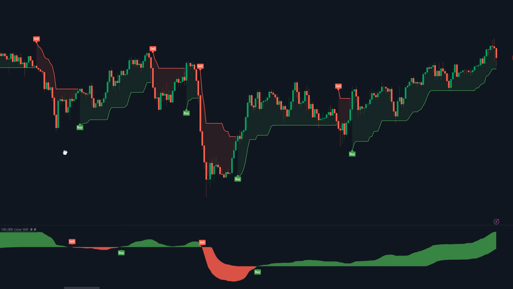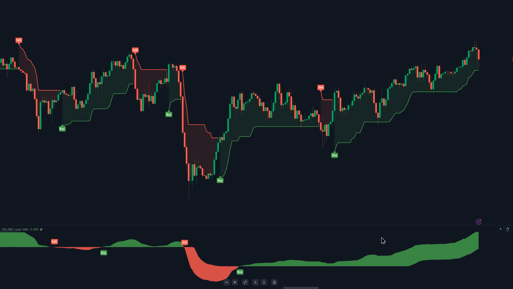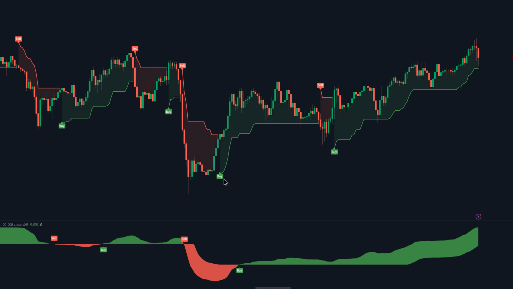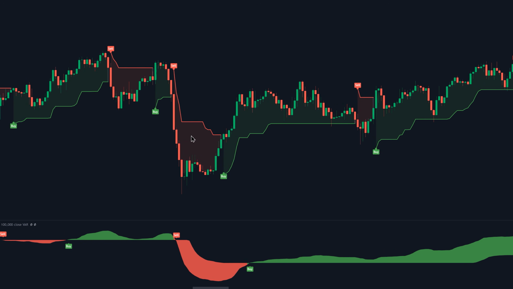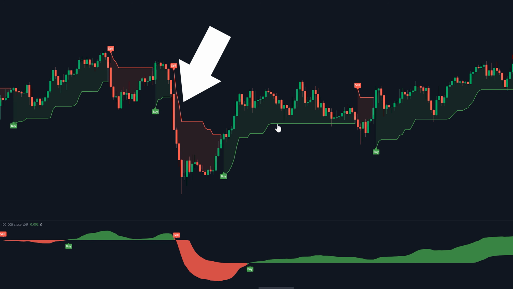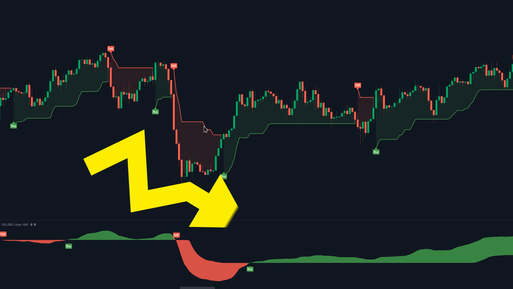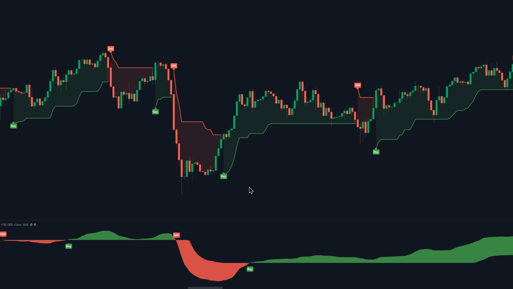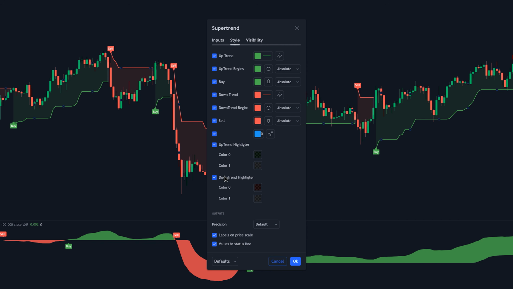It's a bit similar to this indicator because, as you can see, it also contains a trend ribbon and the buy-sell signal labels. A green ribbon or a green cloud like this indicates that the trend is bullish. On the other hand, a red ribbon indicates that the trend is bearish. Click on the Supertrend settings so we can disable the buy and sell labels because we're not going to be using those options. After that, click OK.